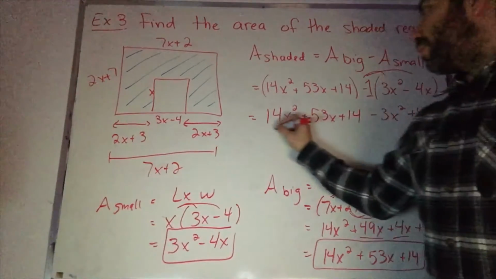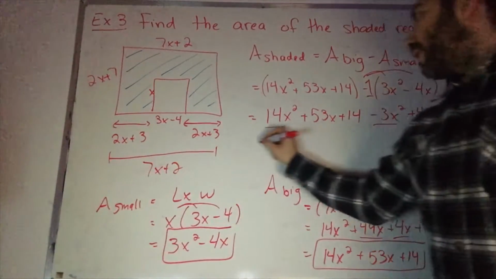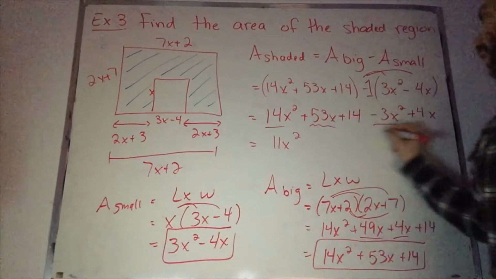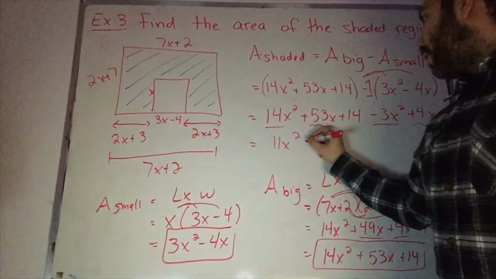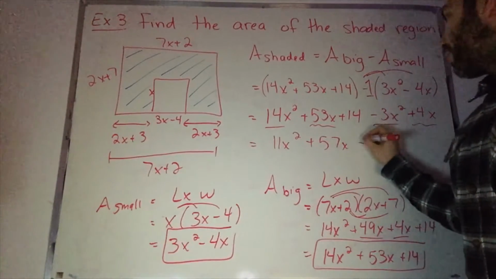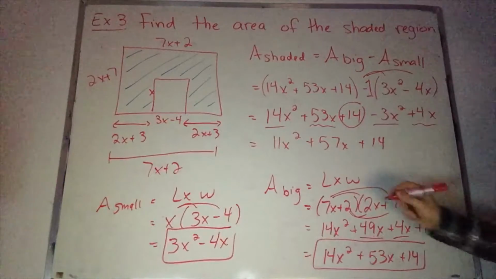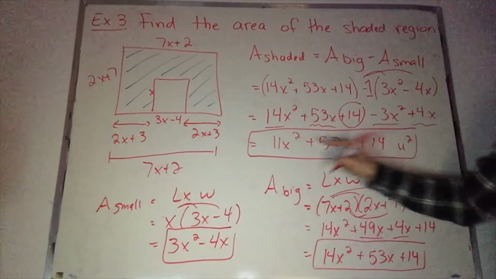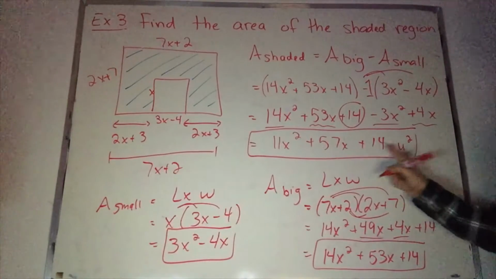And now we combine like terms. 14x squared minus 3x squared, we get 11x squared. 53x plus 4x, we get 57x. And then plus the 14 that's alone here. And this is our final answer. The area of the shaded region is 11x squared plus 57x plus 14 units squared.